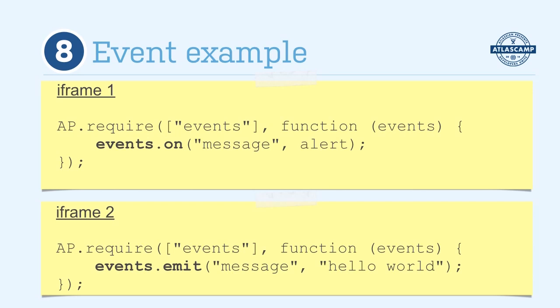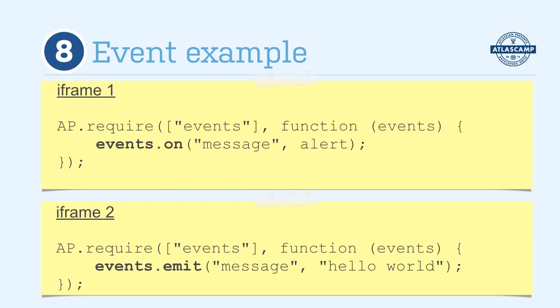So here's an example. Let's say you have 2 web panels on the same page. In the first web panel, you're registering for an event called message, and you're passing it the function to execute when you receive that message, which is alert. The second iframe emits the event message with the text hello world, and this is going to create an alert box with the text hello world.